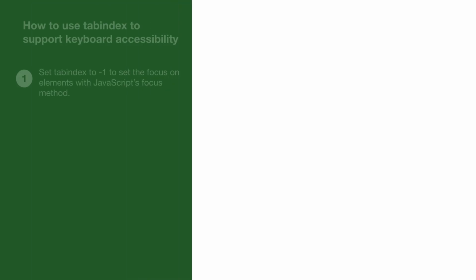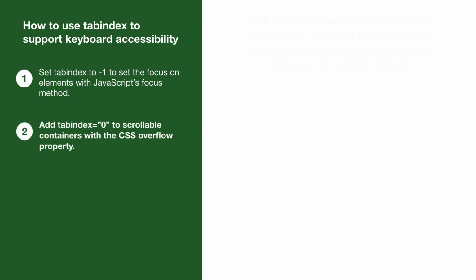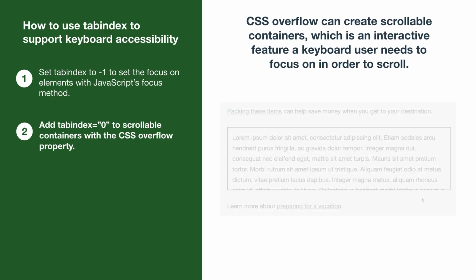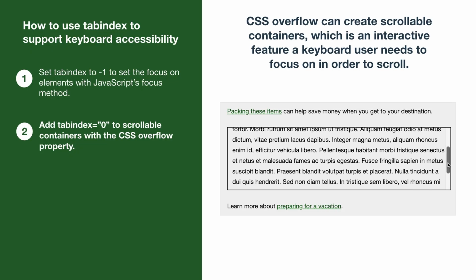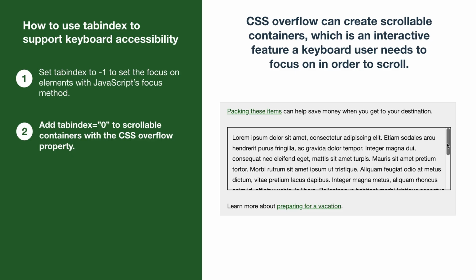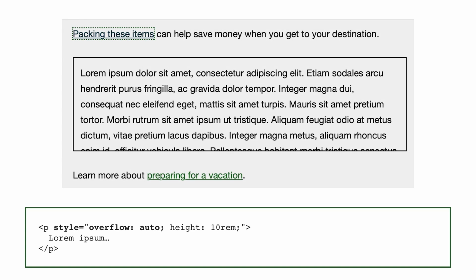The next way to use Tabindex is to add Tabindex equals 0 to scrollable containers with the CSS overflow property. CSS overflow can create scrollable containers, which is an interactive feature a keyboard user needs to focus on in order to scroll. In most browsers, users can't tab to a CSS overflow element by default, so the keyboard user wouldn't be able to focus on the scrollable area to scroll it.